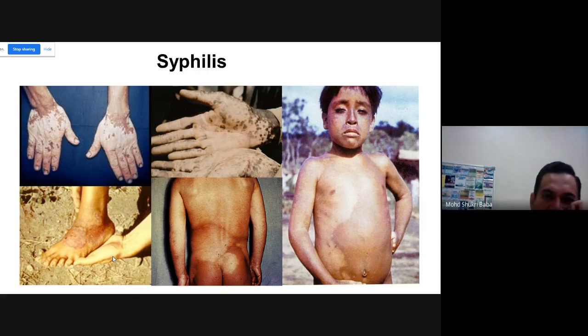So don't only focus the sign and symptom on the particular area of your body, seperti your sexual organ. Okay, you might experience this sign and symptom throughout your body. Okay, because they can penetrate your blood system and also your lymphatic system. Okay, your eyes, your hand, your palm, feet, semua sekali tu, semua. Alright.